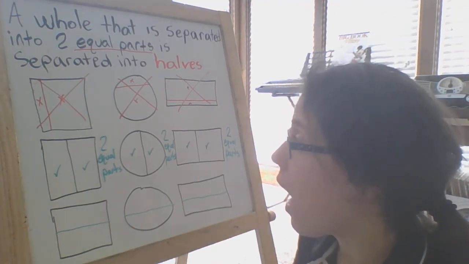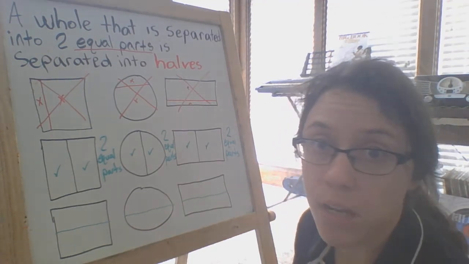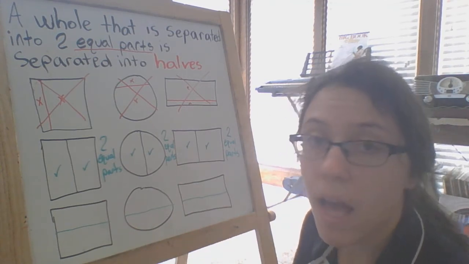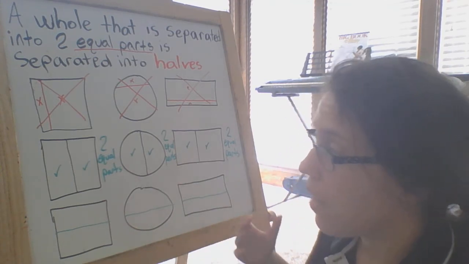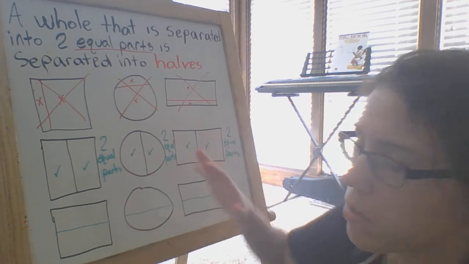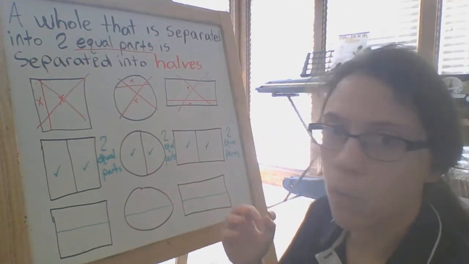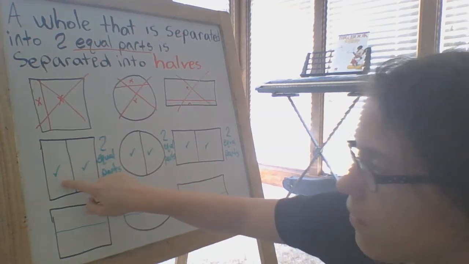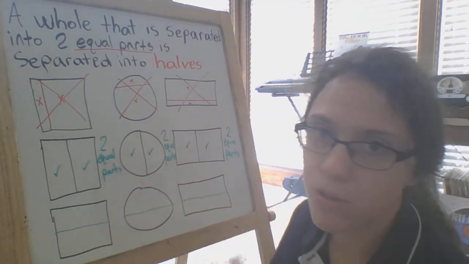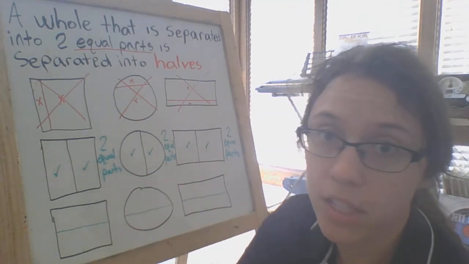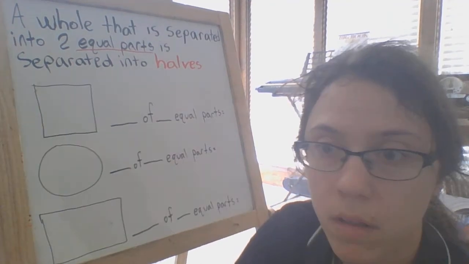So I'm going to pause the video real quick and erase this part because I want to show you that now that we know that wholes can be separated into two equal parts, what does it mean to be 1/2? Because this is 1/2 and this is 1/2. But I'm going to show you how we build that fraction. I'm going to erase my board.